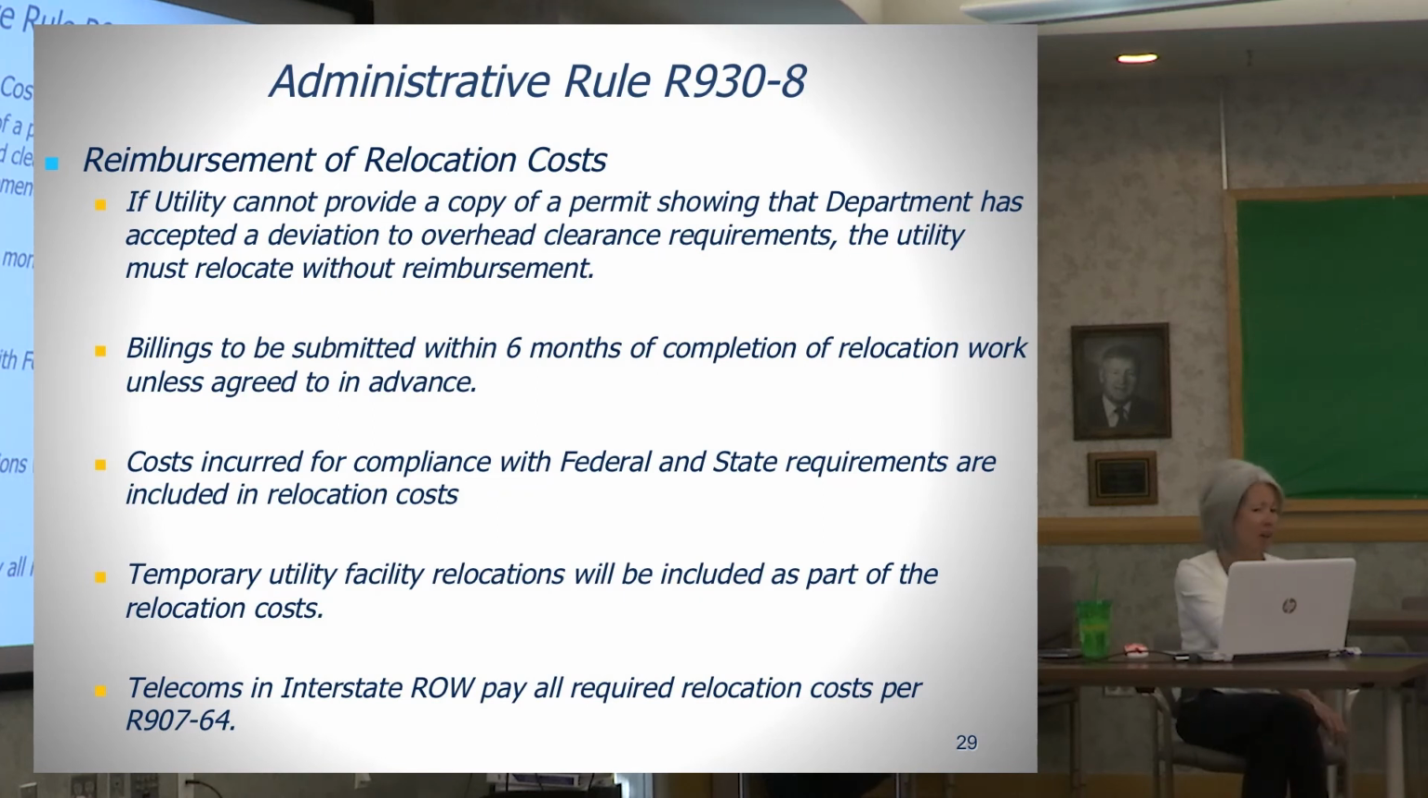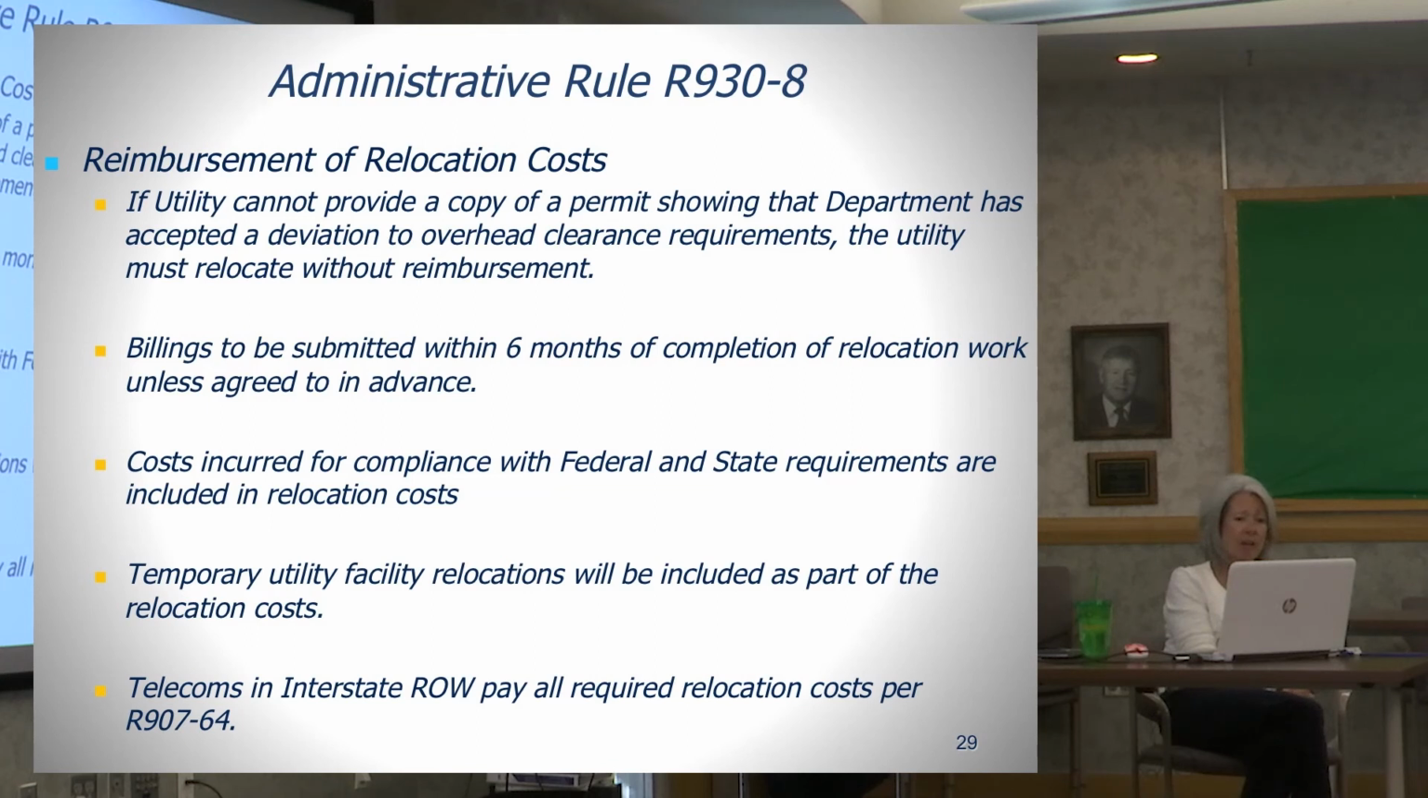Reimbursement of relocation costs, the rule provides, and this is where these deviation documentations are going to come in. If a utility company cannot provide a copy of a permit or the deviation form going forward, showing that the department has accepted a deviation with respect to overhead clearance requirements, the utility is required to relocate without reimbursement. That basically means if they're not in compliance now, it's their responsibility to put themselves in compliance with the vertical clearance requirements, and not the project's.